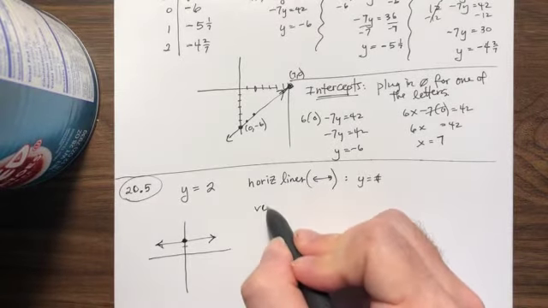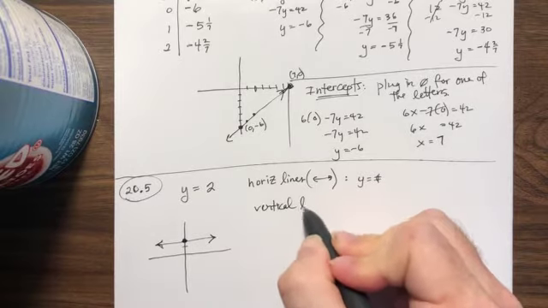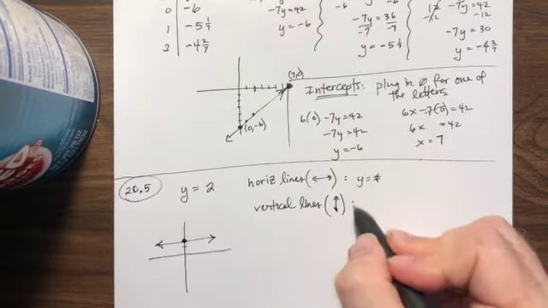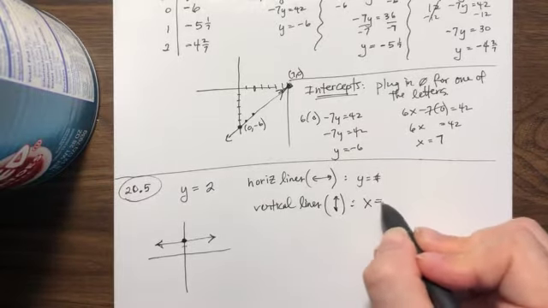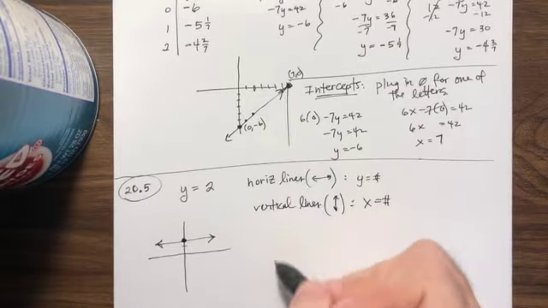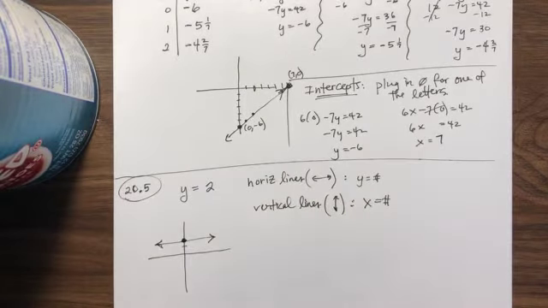So the other thing you need to know is vertical lines, which is the other weird type of line, which is up and down. But their equations always are x equal to a number. So if you see x equal to a number, then you're going to draw a vertical line at that number on the x-axis. Okay, it's just a little helpful thing there.